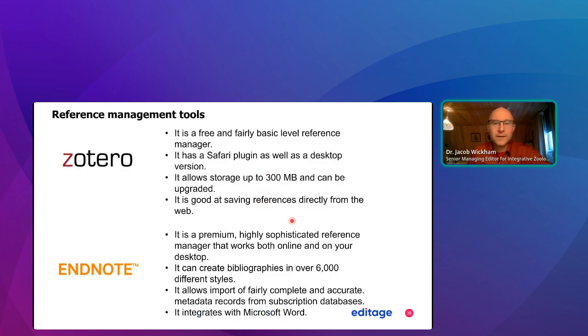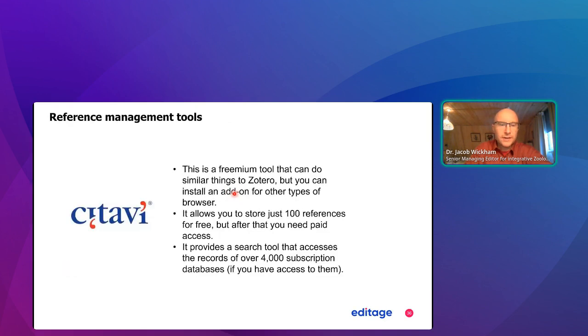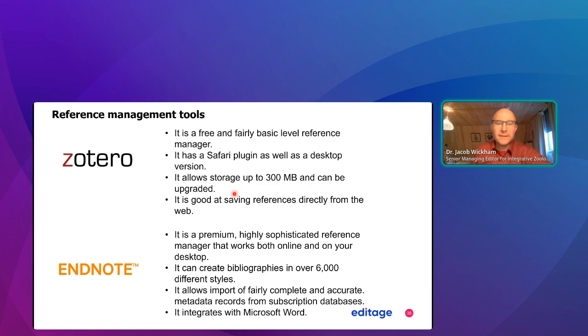Then there's Zotero, very similar to the first library, Citavi, that I introduced to everyone. So similar to Citavi, sorry. And this also has a basic level reference manager. It has a Safari plugin on Apple and a desktop version, and allows very large storage, 300 megabytes of data, and it's good at saving references directly from the web. So it takes the file for the reference and adds it to its library.